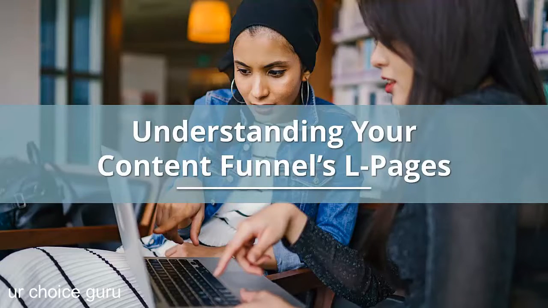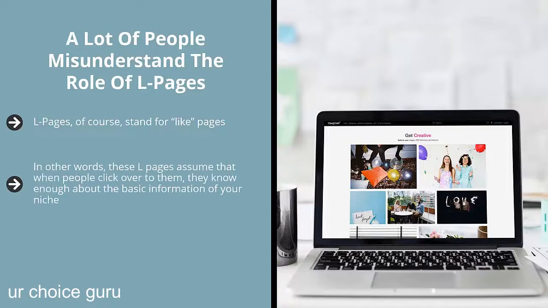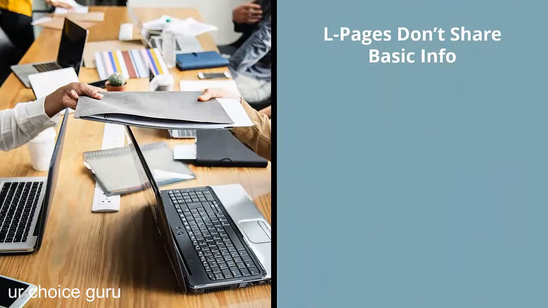Understanding your content funnel's L pages. A lot of people misunderstand the role of L pages. L pages, of course, stand for like pages. These are pages intended to push people to trust your brand enough to buy from you. In other words, these L pages assume that when people click over to them, they know enough about the basic information of your niche. They're not trying to answer general questions. L pages don't share basic info. I just want you to be clear about this. When you create an L page, you're not saying to the reader why you are interested in this stuff or why people are interested in this type of product. They don't want that. That's introductory stuff.